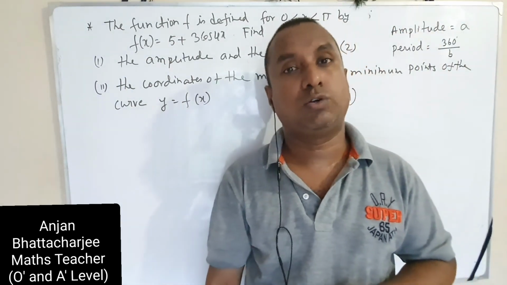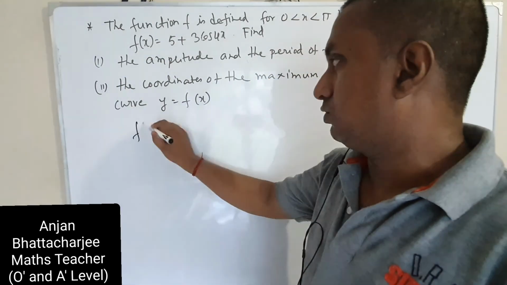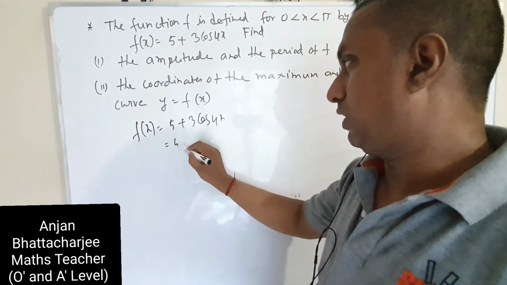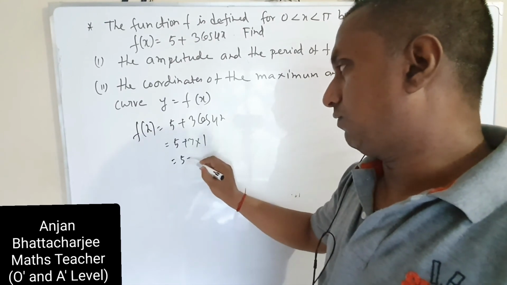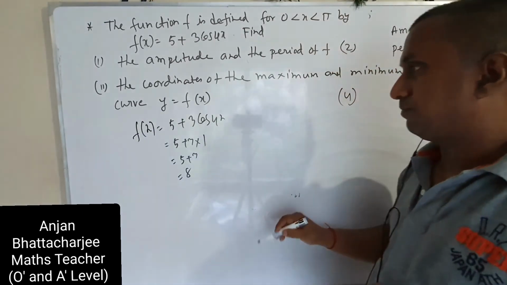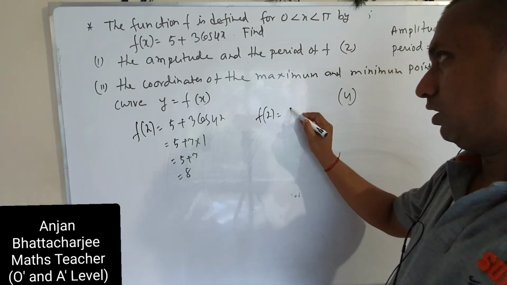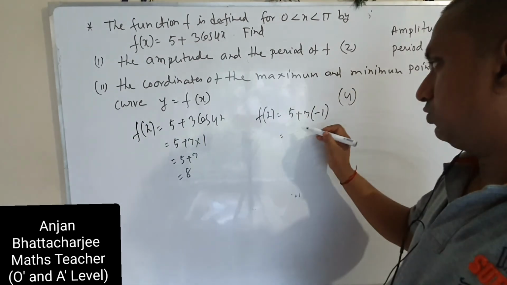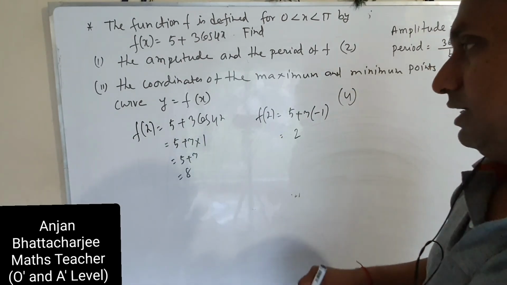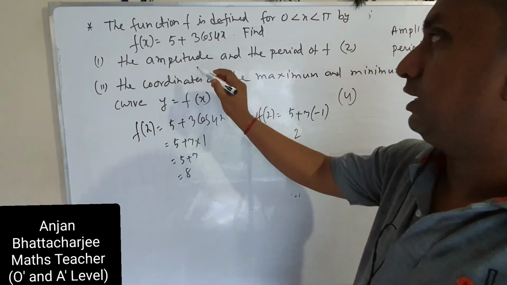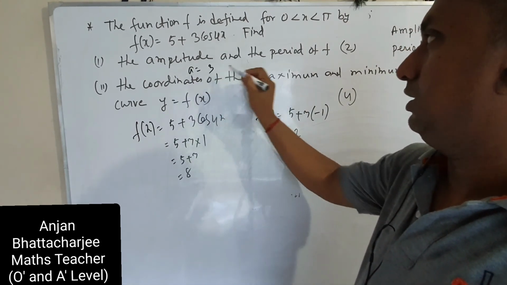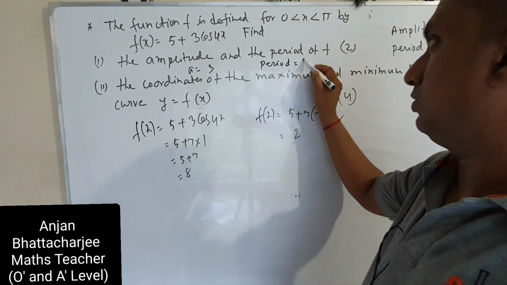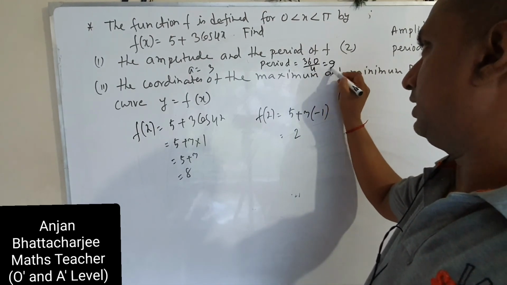Now we need to find out coordinates. See here, f(x) equals 5 plus 3 cos 4x. So 5 plus 3 into 1, that is 5 plus 3, that is 8. Same as f(x) equals 5 plus 3 into minus 1, because minimum is minus 1, so now it becomes 2. So maximum is 8 and minimum is 2, and we have got here amplitude, that is 3, and period is 360 divided by 4, that is 90 degree.